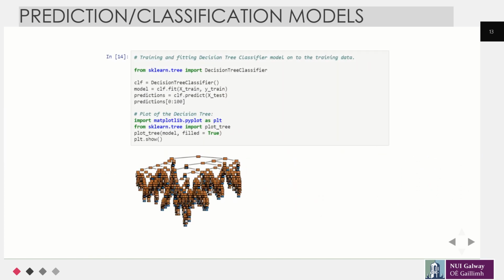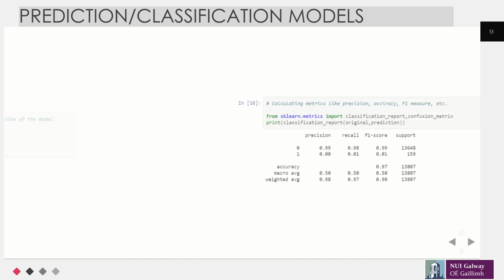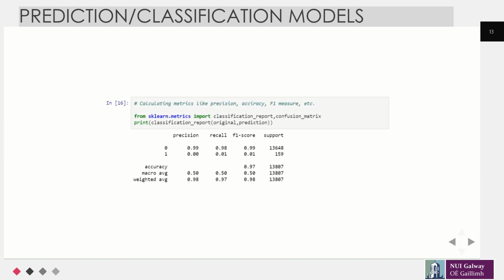We then train a decision tree model on the training data and predict on the test data. The plot of the model looks like this. The confusion matrix is calculated as follows, while finally the classification report generates values such as accuracy and precision of the model. In this case, the precision is 0.99 and the accuracy is 0.97 for our decision tree model.